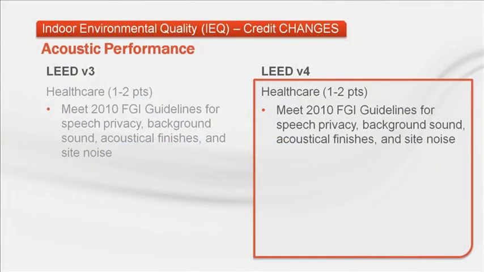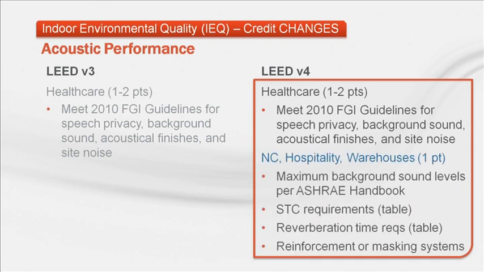Moving on to healthcare buildings, the requirements of this acoustic credit are essentially unchanged. And for this building type, a project can earn up to 2 points. The major impact here is that in version 4, this credit is now available to use for most other building types as well, not just schools and healthcare.